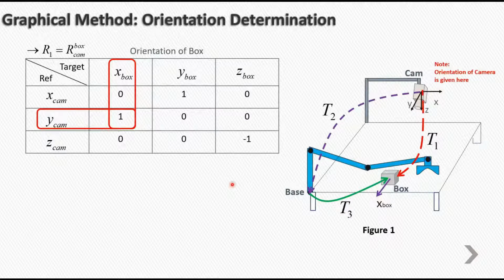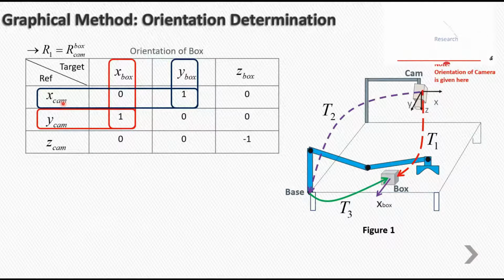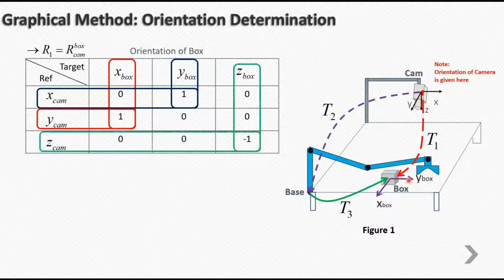It means that the box is following the positive y of the camera. So the x box is positive here, and we can draw the positive arrow here. For the y box, it follows the positive of the x cam, so we need to draw the y box positive here. Lastly we have z box and z cam. The z box has a different pole compared to z cam, which means that the z box points upward.